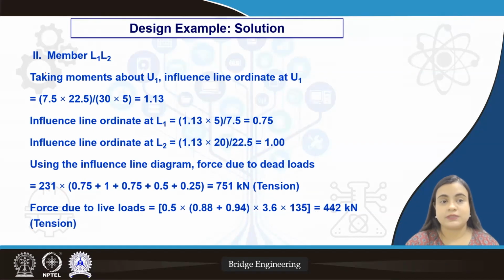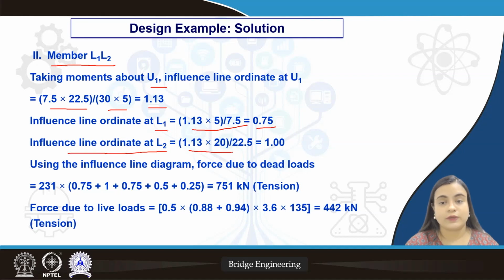The next member is member L1 L2. Taking moment about U1, influence line ordinate at U1 will be 7.5 times 22.5 divided by 30 times 5, that is equal to 1.13. So the influence line ordinate at L1 will be 1.13 times 5 by 7.5, that is equal to 0.75. Influence line ordinate at L2 will be equal to 1.13 times 20 by 22.5, so that is equal to 1.